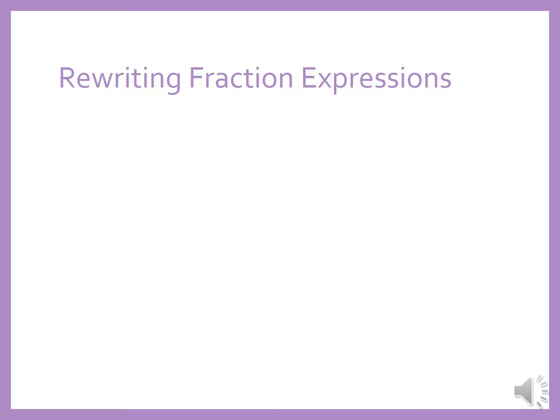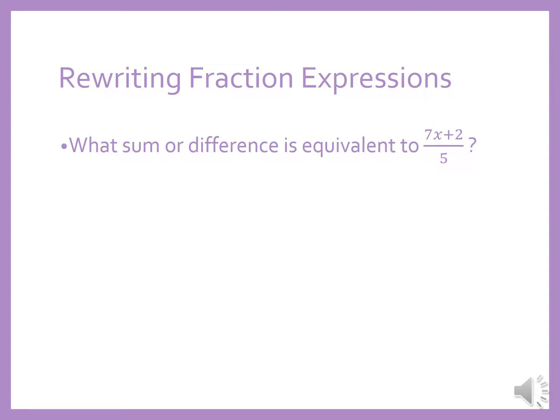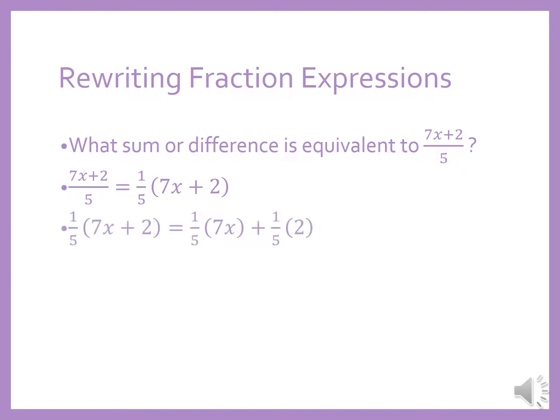Let's take a look at an example of rewriting fractional expressions. What sum or difference is equivalent to the quantity 7x plus 2 divided by 5? 7x plus 2 over 5 is equal to 1 over 5 times the quantity 7x plus 2, because we can simply take the numerator, put it off to the side, and put a 1 on top. And then we will distribute the 1/5 to the 7x and the 2, like so. Our final answer becomes 7/5 x plus 2/5.